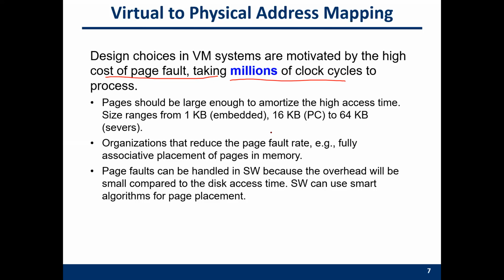And of course, on a normal PC, you have 4 kilobytes or 16 kilobytes. On some servers, they prefer a large page size because they have a larger physical memory capacity. One page may cost 64 kilobytes on the server, but on your mobile phone, it's only 1 kilobyte.